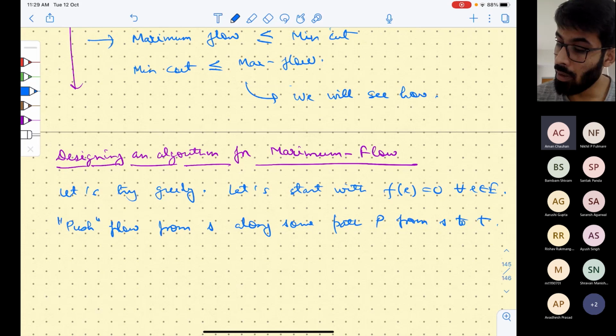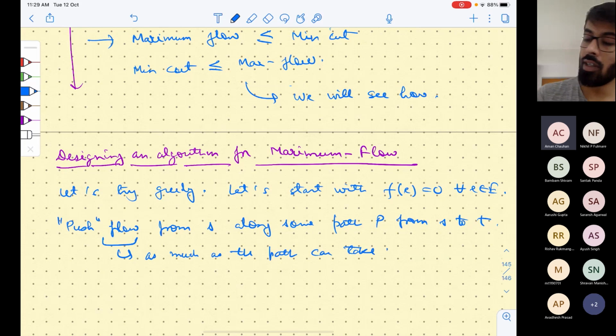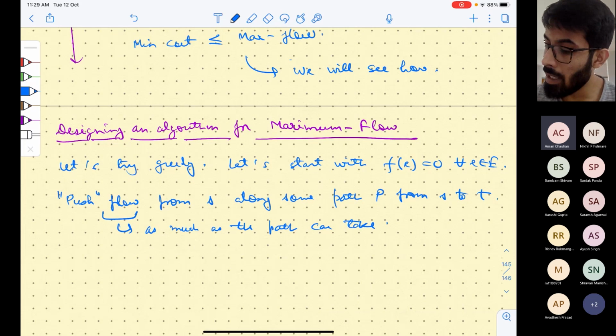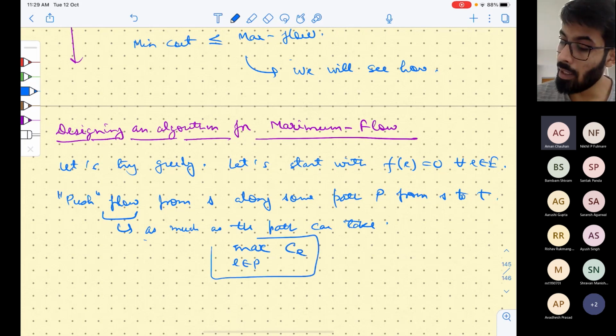So what is this flow? As much as the path can take, because we are being greedy, right? And we keep doing this till we can find some paths which can take something. So how much can the path take? This is like max over e belongs to P of c(e). This is what the path can do.